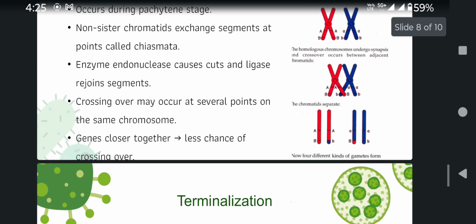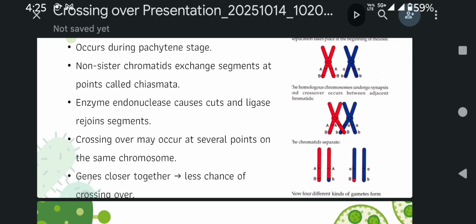So for genes close together, there is less chance of crossing over. So you should remember the name of the enzyme that cuts, that is named endonuclease, and the name of the enzyme that helps in joining the segments, that is ligase.